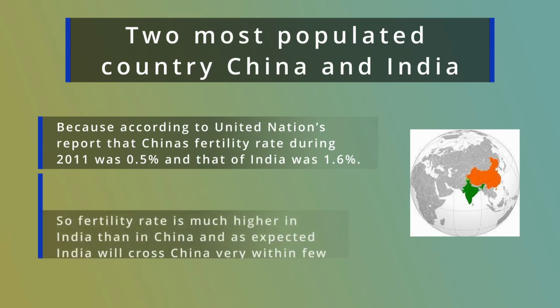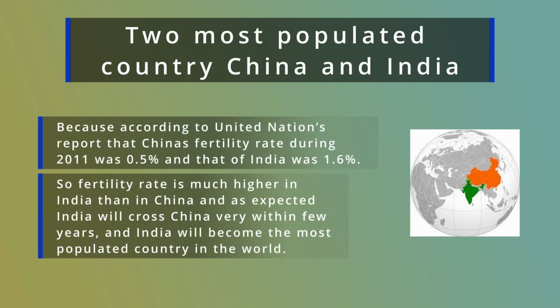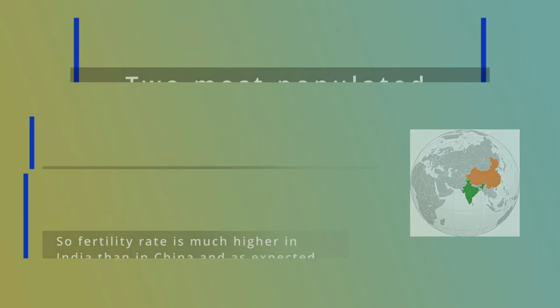So fertility rate is much higher in India than in China, and as expected, India will cross China within a few years. So India will become the most populated country in the world. But even then, as we will discuss in some other discussion, India didn't face much problem because of having a larger demographic dividend.